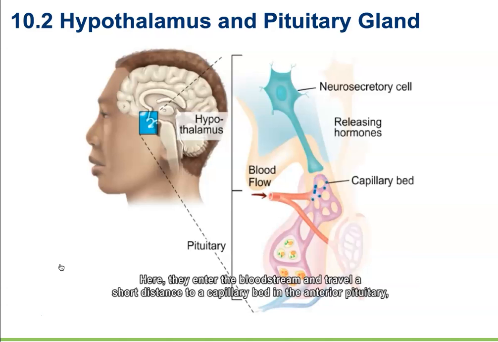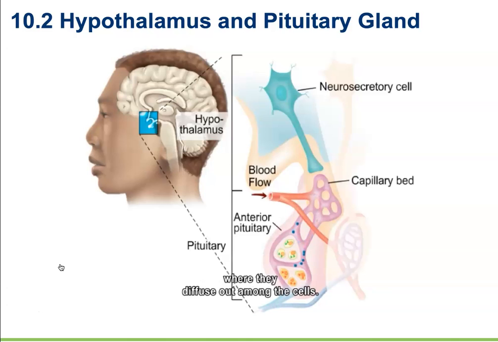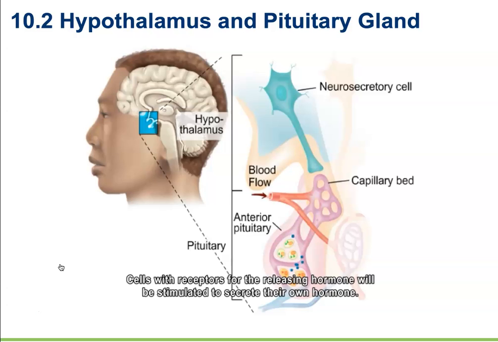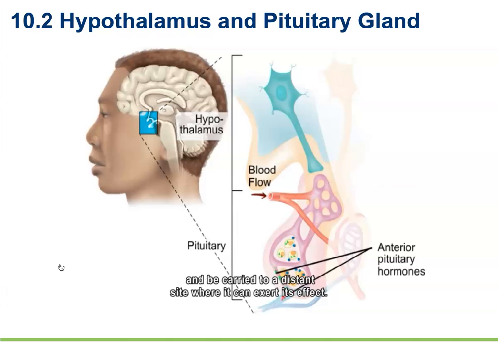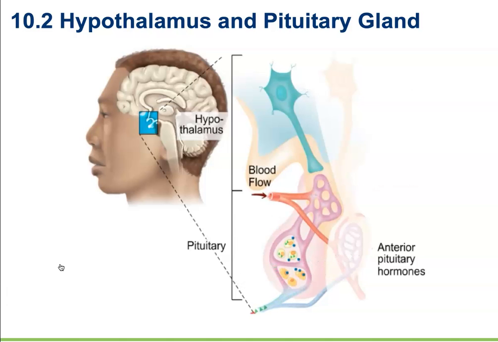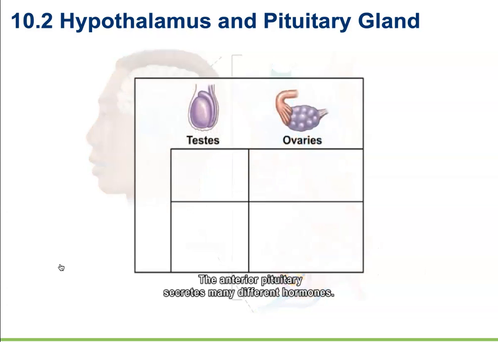Here, they enter the bloodstream and travel a short distance to a capillary bed in the anterior pituitary, where they diffuse out among the cells. Cells with receptors for the releasing hormone will be stimulated to secrete their own hormone. The newly released anterior pituitary hormone will diffuse into the bloodstream and be carried to a distant site where it can exert its effect. The anterior pituitary secretes many different hormones.